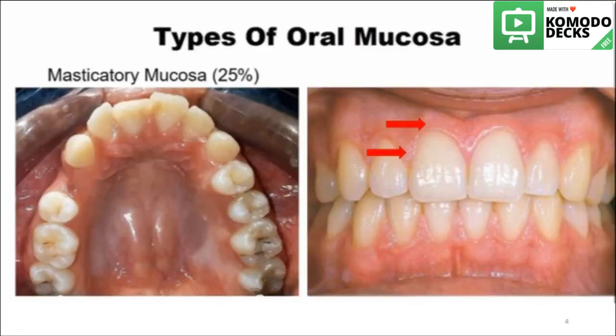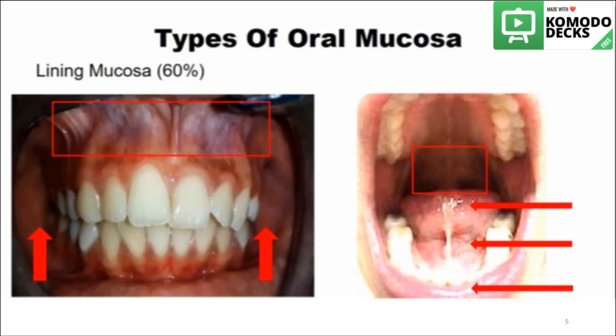We have also described types of the oral mucosa according to function. Firstly is the masticatory mucosa, which is 25% of the areas that are subjected to masticatory and high friction forces. It is firm and rubbery in texture, and is composed of the hard palate and the attached gingiva, as well as the free marginal gingiva and the interdental papillae. This is mostly a keratinized epithelium.